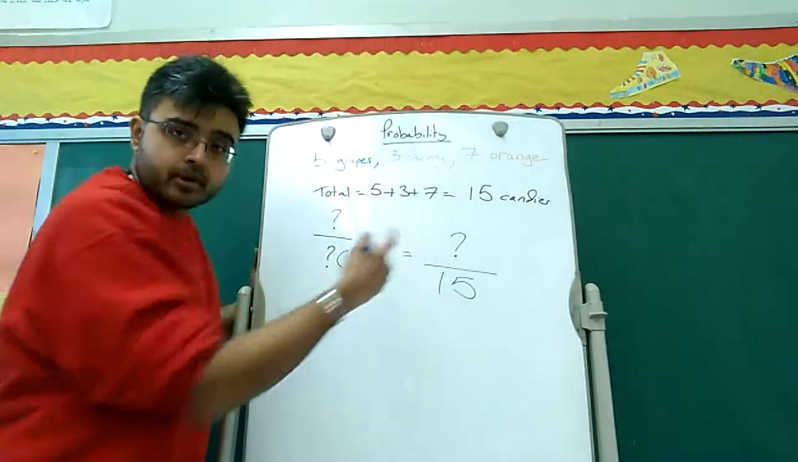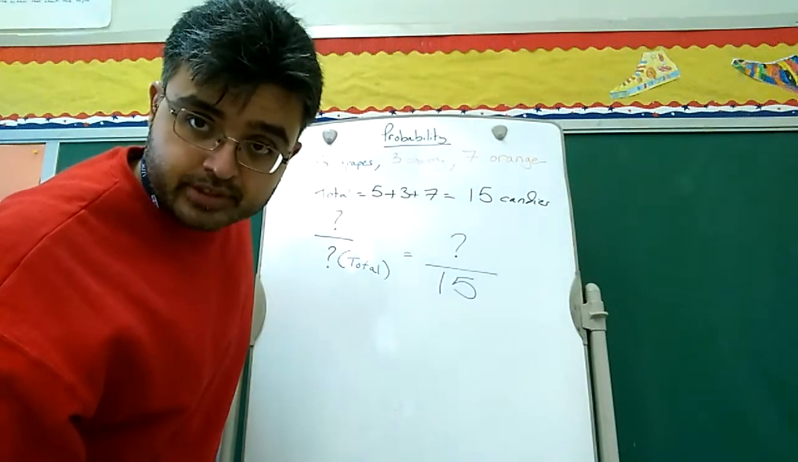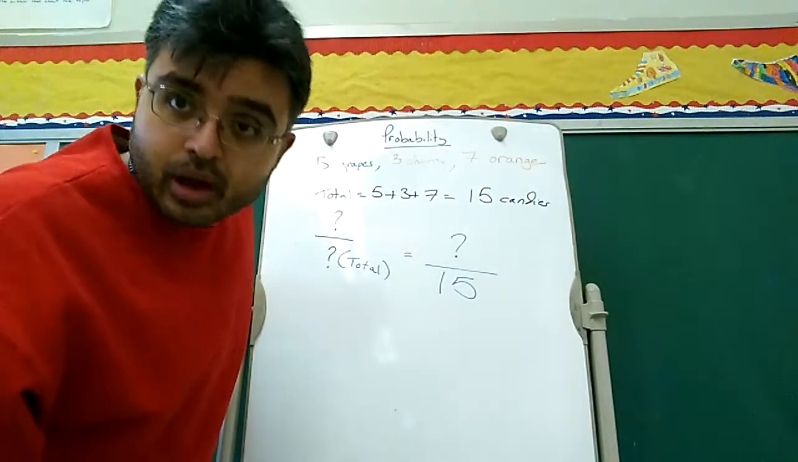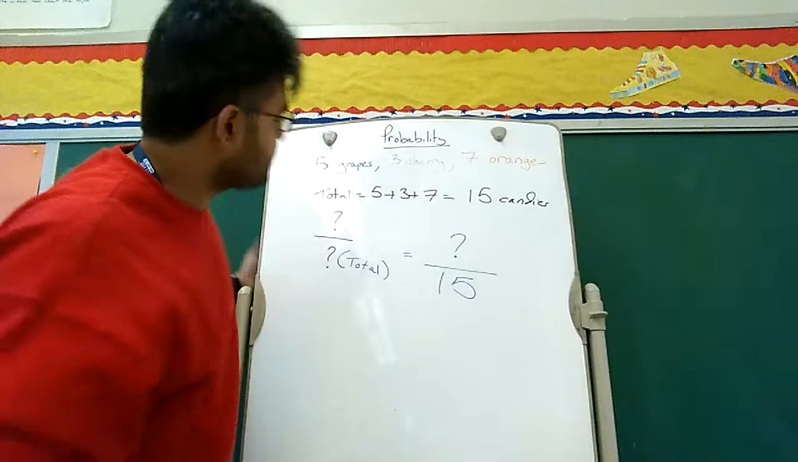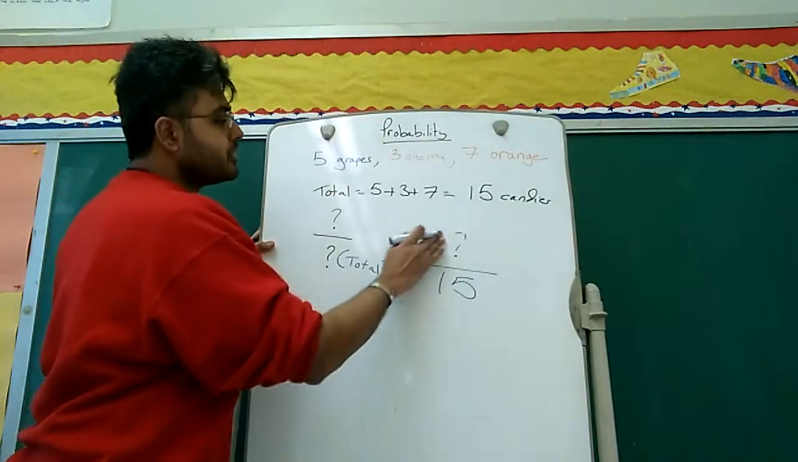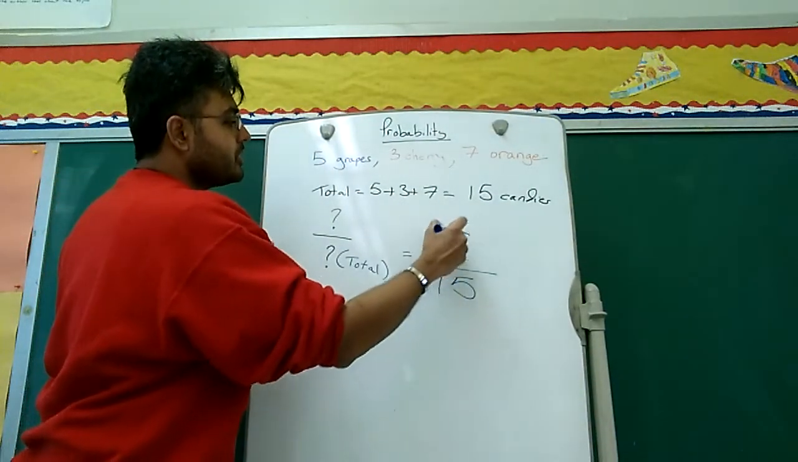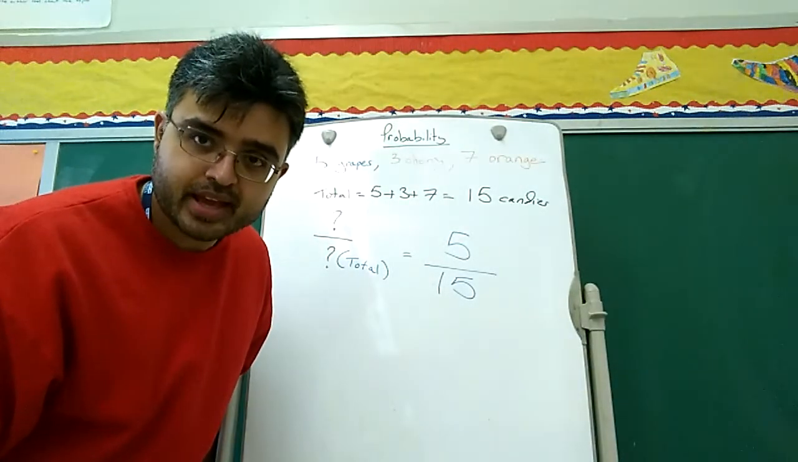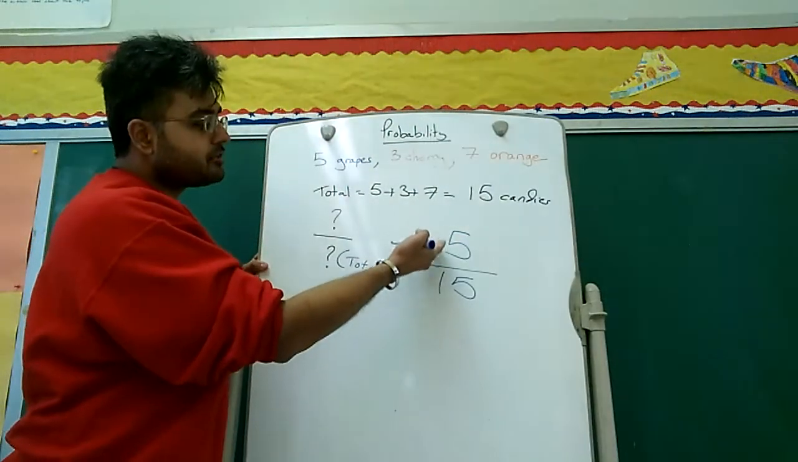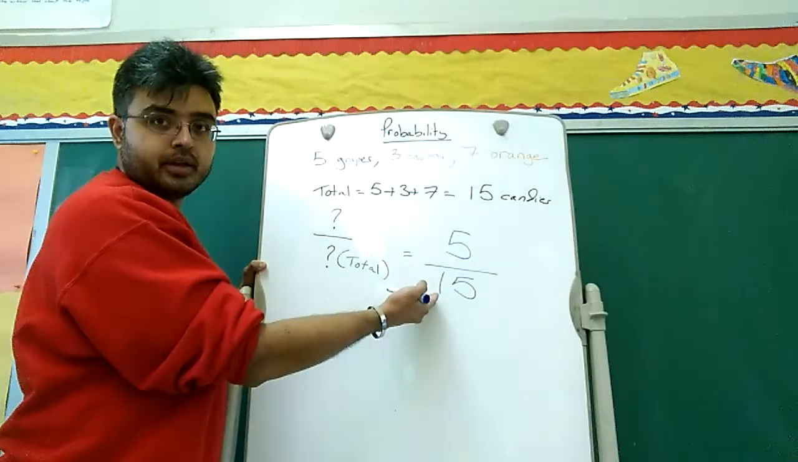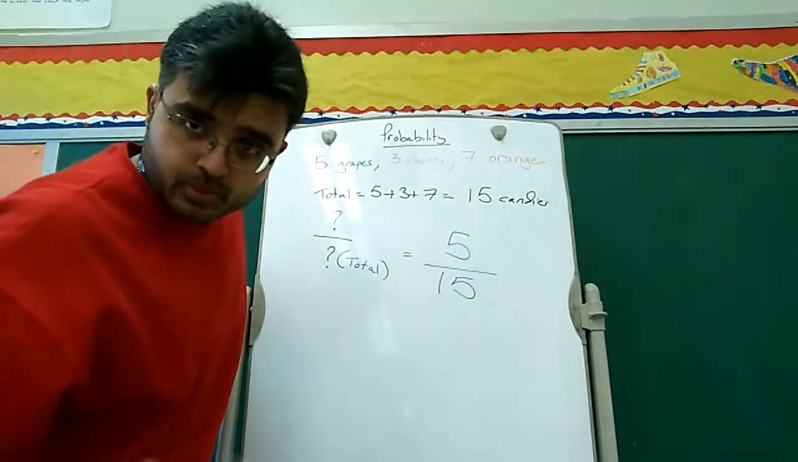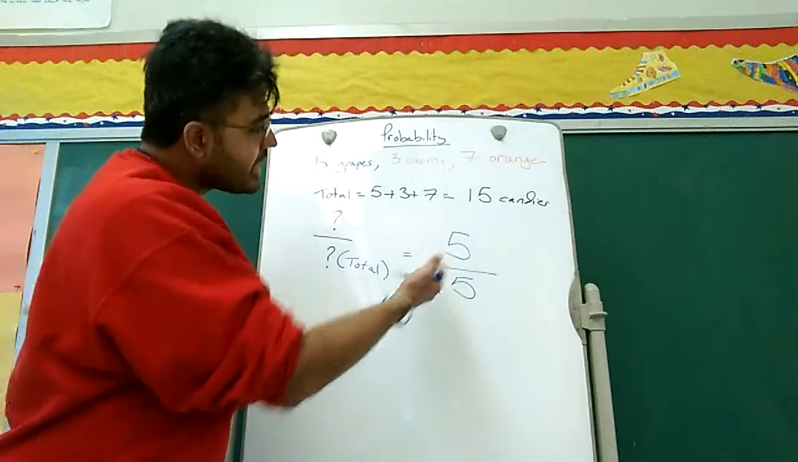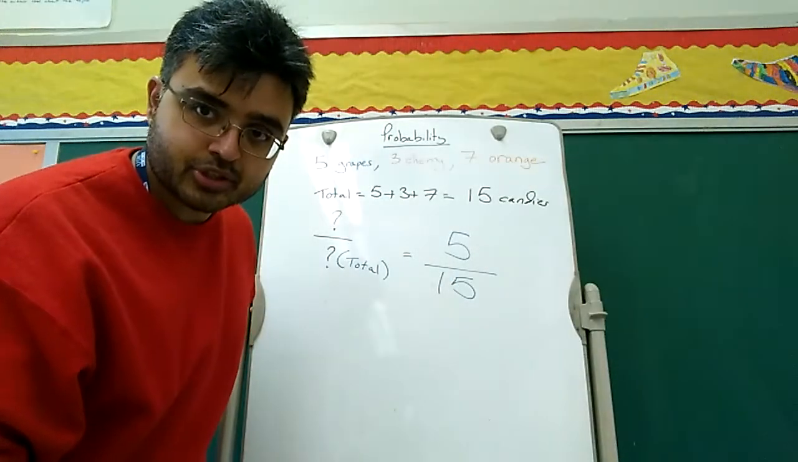And what is this number? Well, I want grape flavored candy, so I've got to count. How many grape flavored candies do I have? I've got 5. So what is the probability that I will pick a grape flavored candy? That's the answer, 5 out of 15. And of course the kids can simplify this, which they know how to do. But this is how you do a basic probability question.